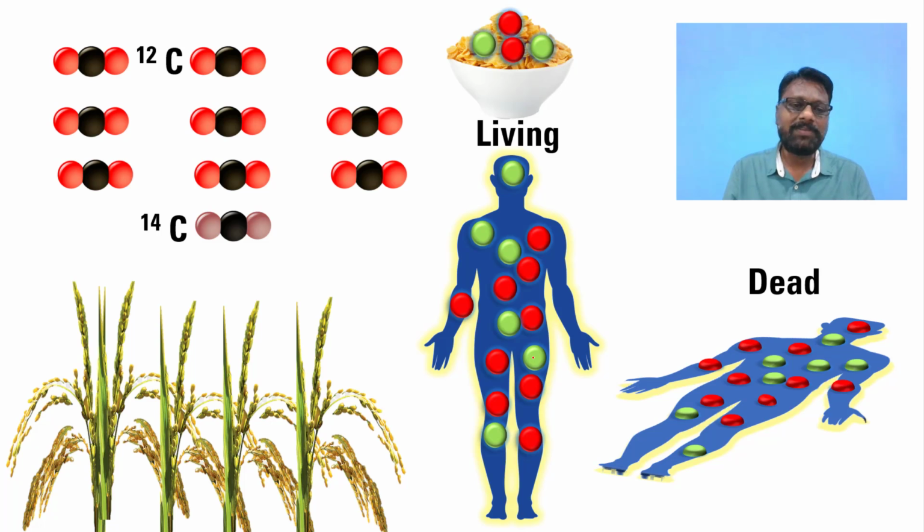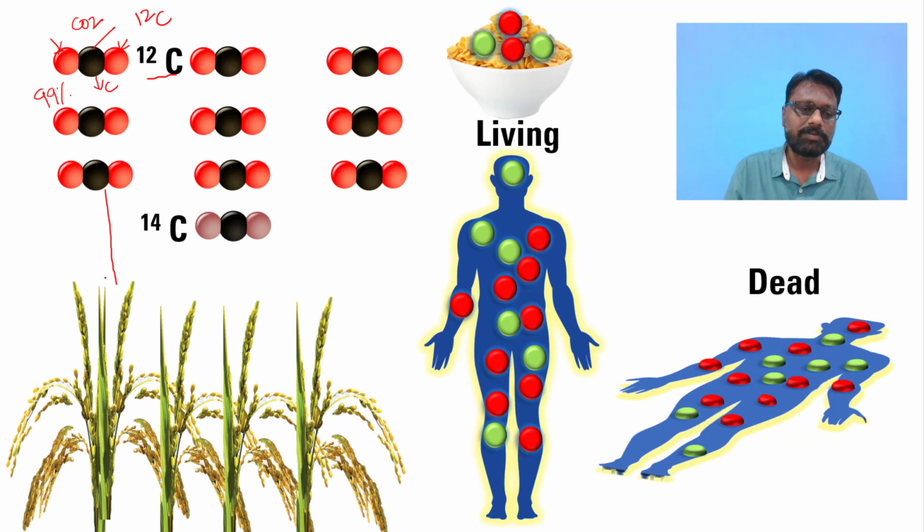Now, as I mentioned, the majority of the carbon in the atmosphere is C12. The carbon dioxide molecule consists of two oxygen molecules and the central carbon, and 99% of the carbon in carbon dioxide is C12. They will be utilized by the plant for the process of photosynthesis.